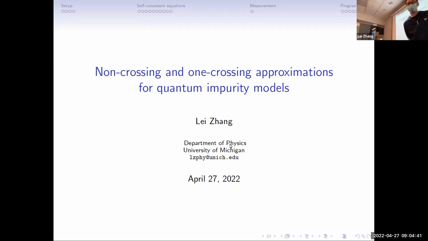So let's get started. Today I want to introduce the non-crossing and the one-crossing approximation for the quantum computing models. Because this talk will be recorded for later usage, I will begin the introduction from the very beginning.